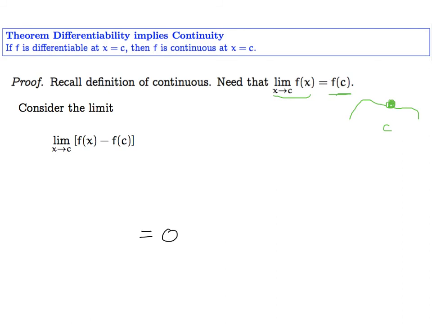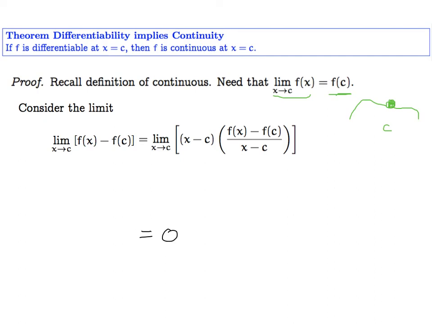Because if this thing equals 0, that means I have exactly what I wanted, that the limit equals the function value there. So let's see how to do this. The first thing I can do is rewrite this limit by multiplying and dividing by x minus c. Nothing too tricky going on here. Those things would cancel, and limits don't care about this stuff. As long as these things cancel, these are definitely going to be the same limits.